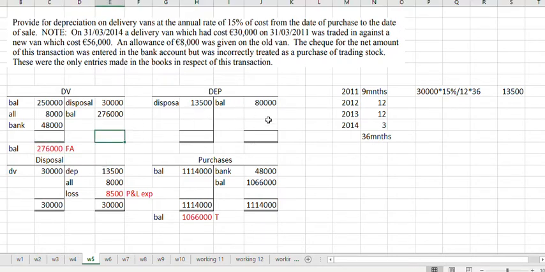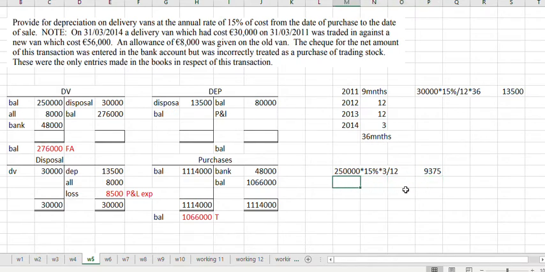Now, two things we have to work out. We have to work out our P&L depreciation and our accumulated depreciation to finish this question off. So for the first 3 months of the year, because we bought and we sold a van, remember? For the first 3 months of the year, delivery van balance was 250,000 times 15% times 3 over 12. That gives us 9,375.